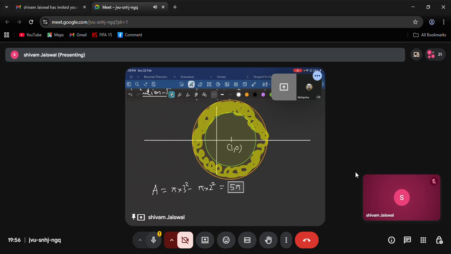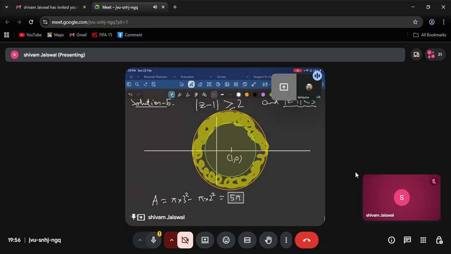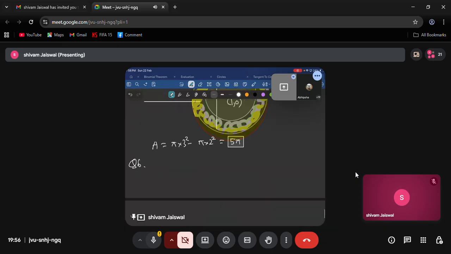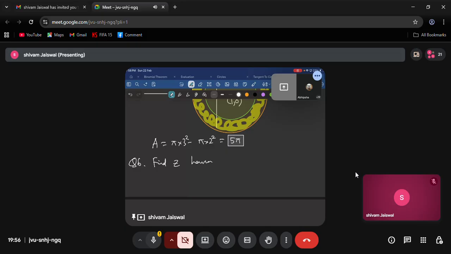Next, let us continue, everyone. Question number 6. Find z having least positive argument, satisfying mod of z minus 25 iota equal to 15. Solve.